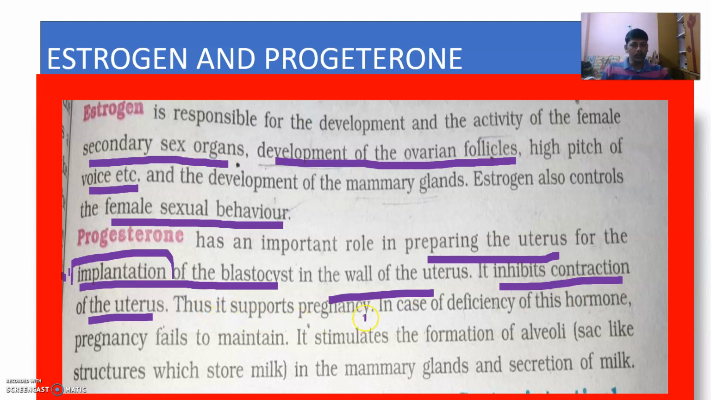That is why it is the pregnancy-supporting hormone. In case of deficiency of this hormone, pregnancy fails to be maintained and abortions would take place. It stimulates the formation of alveoli, sac-like structures which store milk in the mammary glands, and secretion of milk. That's about ovaries.